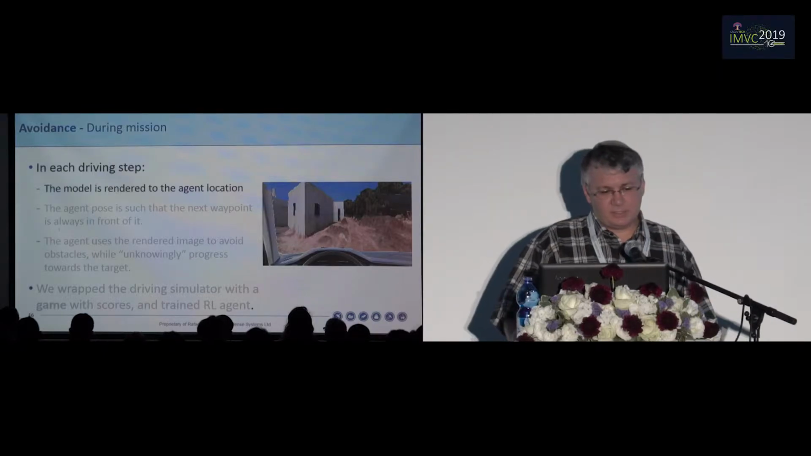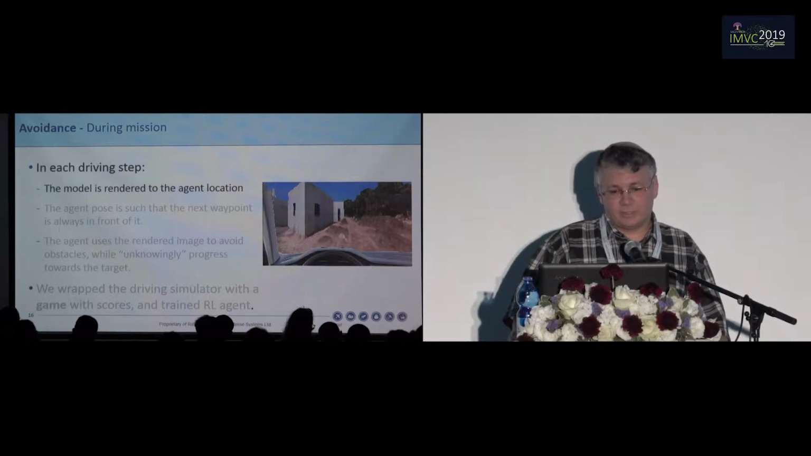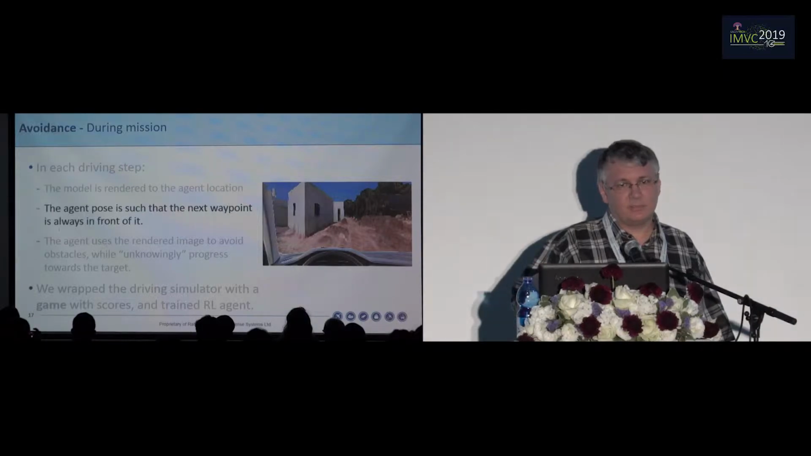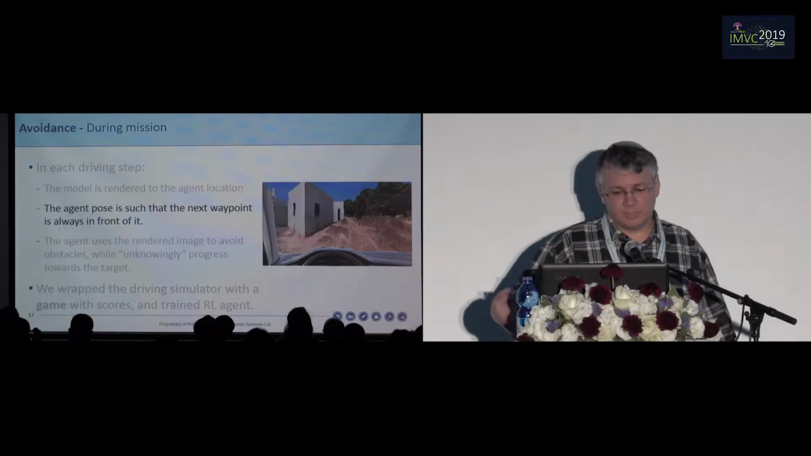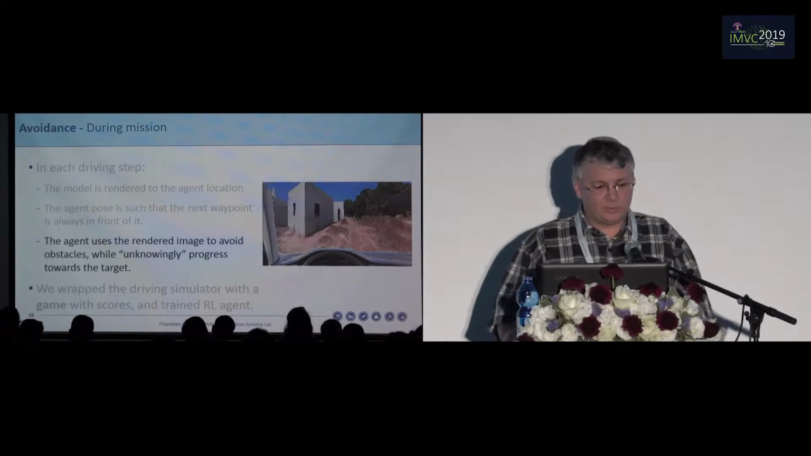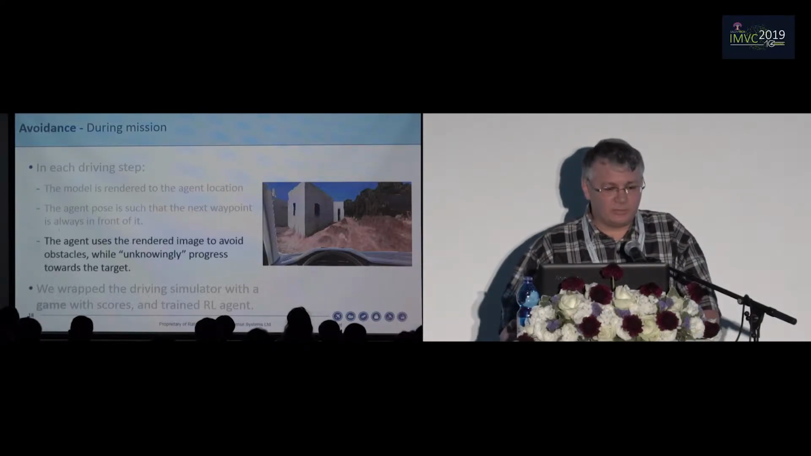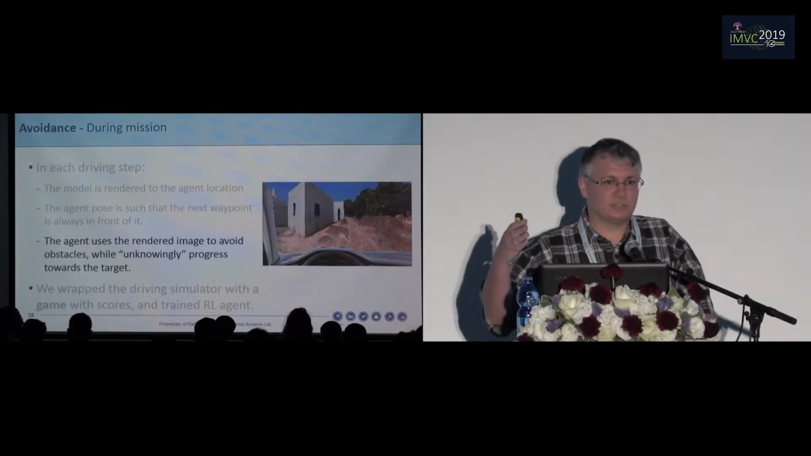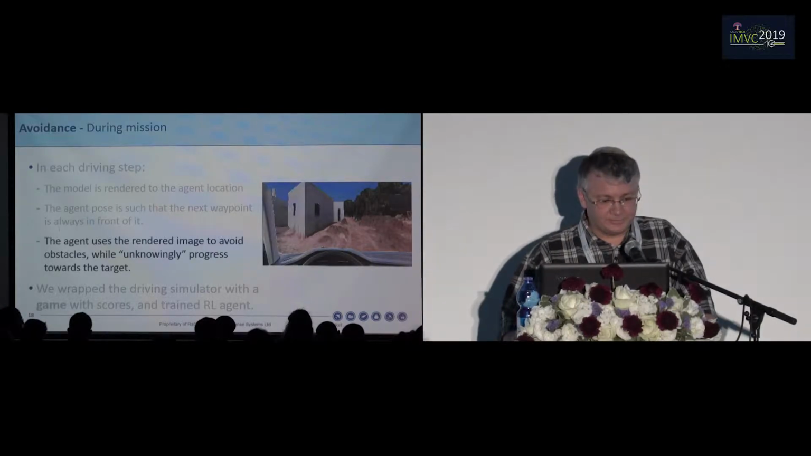The reinforcement learning part, the avoidance system, happens, like we said, during the mission. In each driving step, the model is rendered to the agent's location. And the agent's pose is such that the next waypoint is always in front of it. This is the way we tell the avoidance system about the navigation system's decision. The agent uses the rendered image to avoid obstacles, while unknowingly progressing toward the target, because we always put it in a pose such that it will progress toward the target.